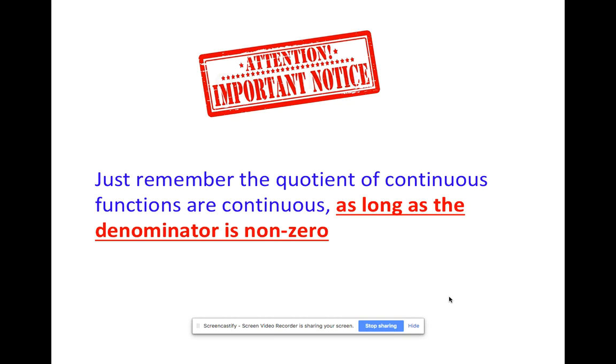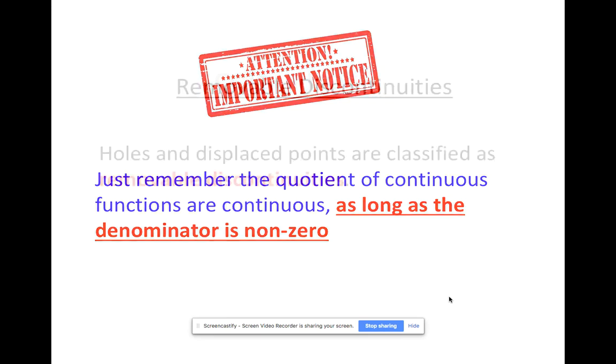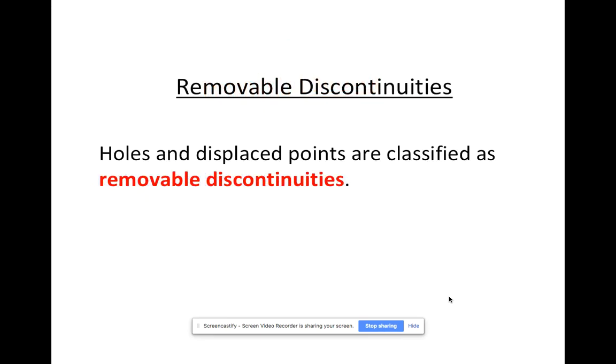And if that happens, of course, we're going to have either a vertical asymptote, or probably a vertical asymptote, but it could also be that there is a hole as well. So watch out for that. Now, a couple of definitions of words that you need to know. First of all, holes, and then displaced points.